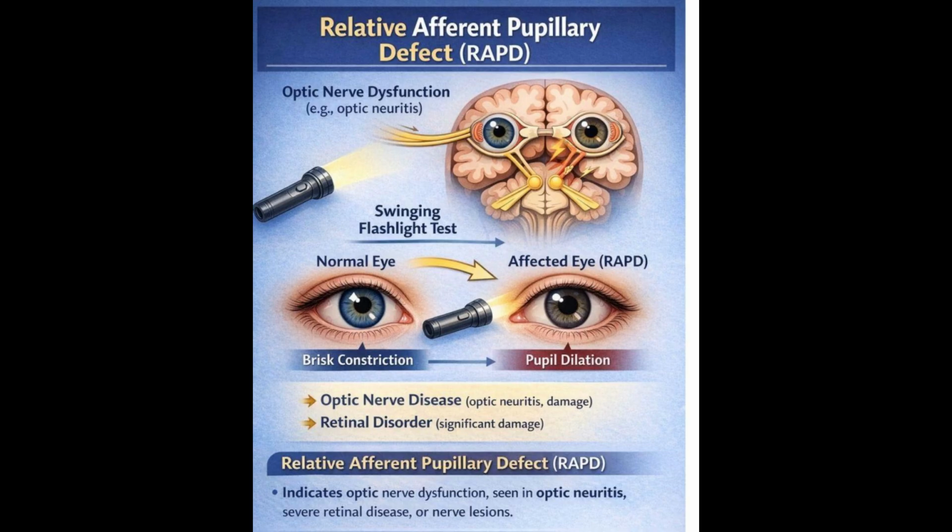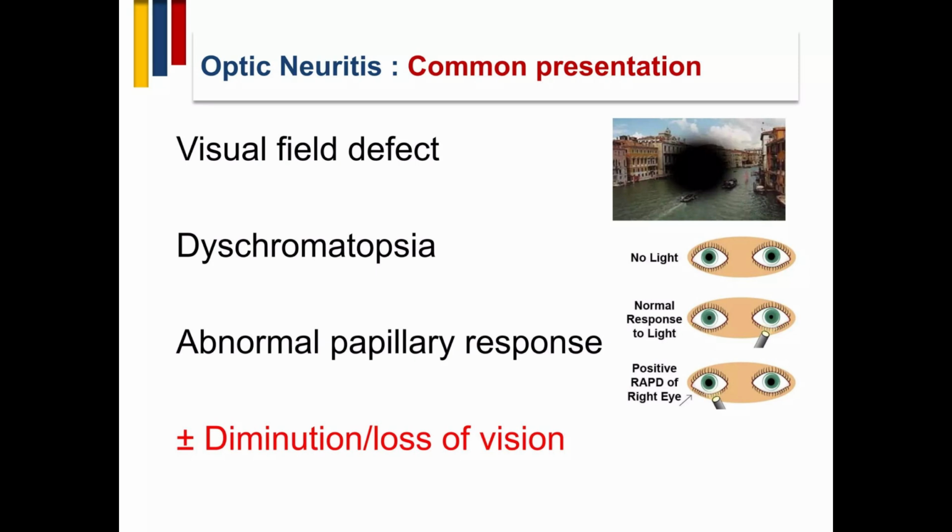So under normal circumstances, both pupils are tiny. Now imagine the patient has optic neuritis in their left eye. The left optic nerve is demyelinated. The signal is blocked. The afferent limb is broken. The doctor swings the flashlight into the healthy right eye. The right optic nerve sends a strong signal to the brain, lots of light. The brain tells both pupils to constrict tightly.